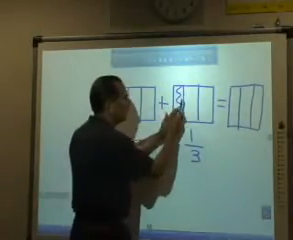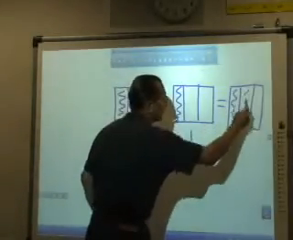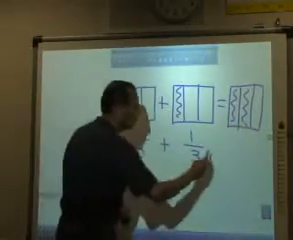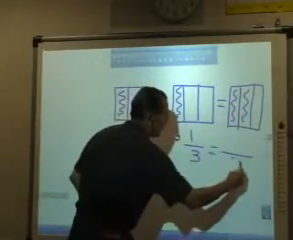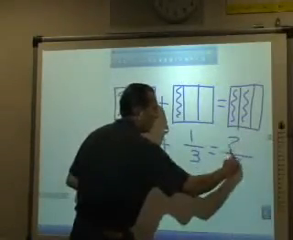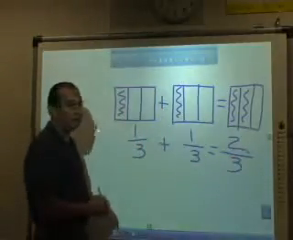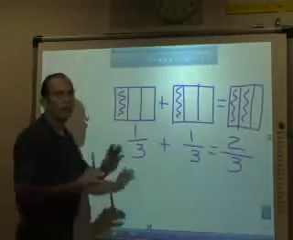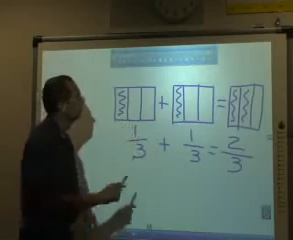1 part plus 1 part gives me 2 parts, but there are still just 3 parts that make the whole. So when I add this together, the 3 is going to go on the bottom, the 2 is on top, because it's still 3 parts that make the whole. Okay, now we're going to change this up just a little bit.